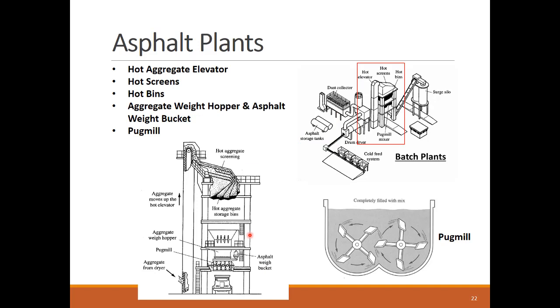The last and most visible part of the batch plant is its mixing tower, which houses hot aggregate elevator, hot screens, hot bins, aggregate weight hopper, asphalt weight bucket, and pug mill or mixer. The elevator delivers the aggregate to the hot screens, which split it into 4 hot bins. The mix ingredients are controlled using the weight hopper and buckets, and then dumped into the pug mill for mixing. The delivery trucks drive under the tower to load the asphalt mix and deliver it to the site.